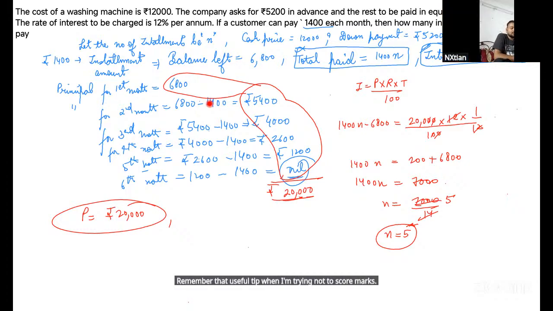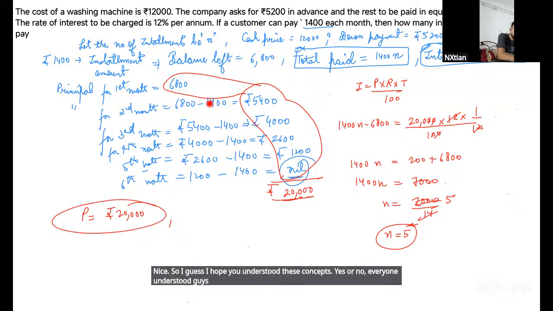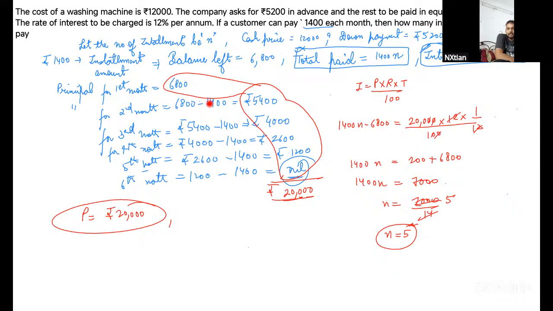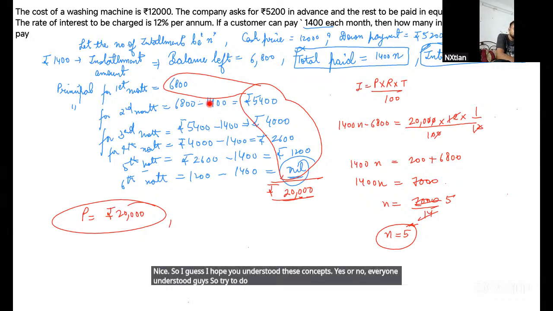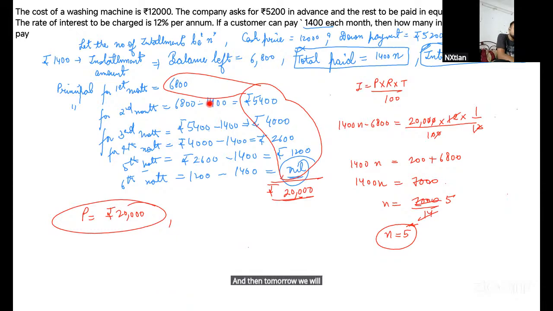That's it. I hope you understood this concept. Yes or no? Everyone understood, guys? So try to do CYP 9.2 as the homework, and then tomorrow we will do the cash price question to find the cash price.